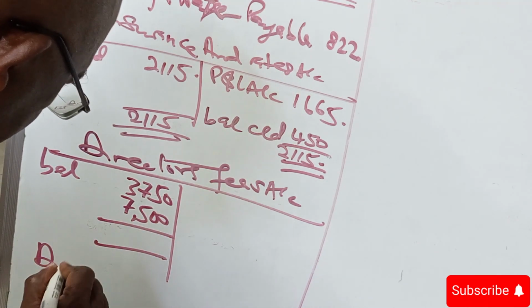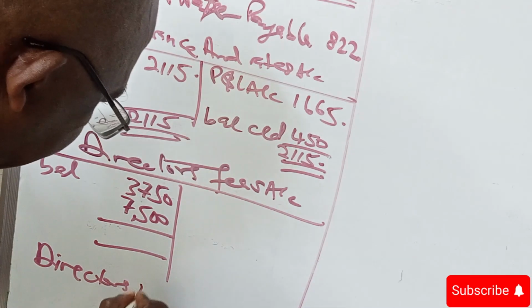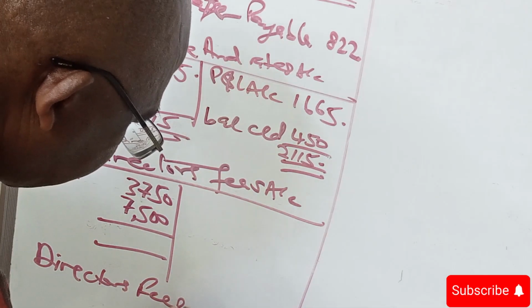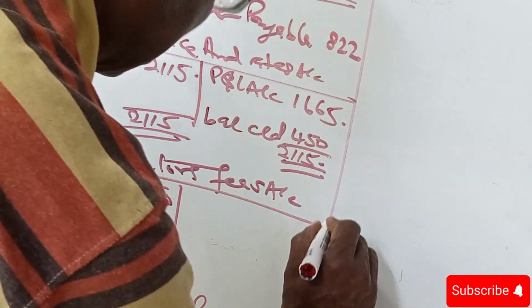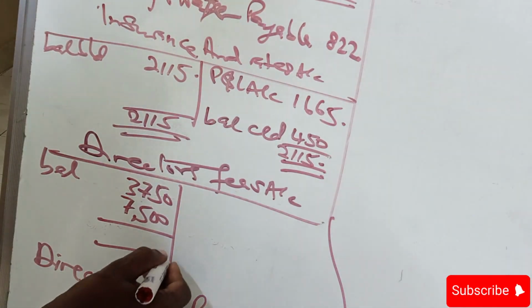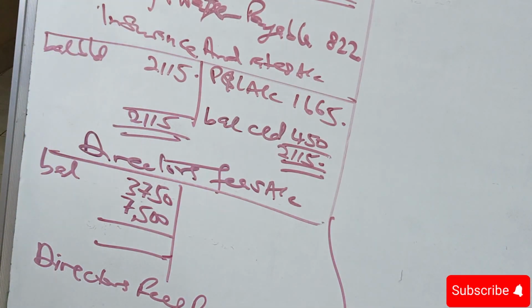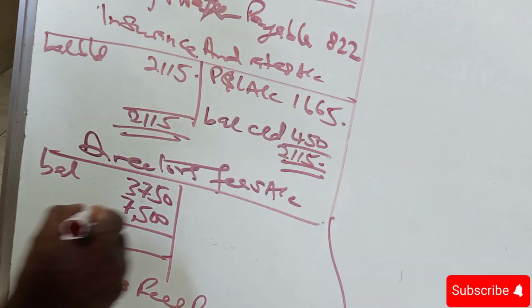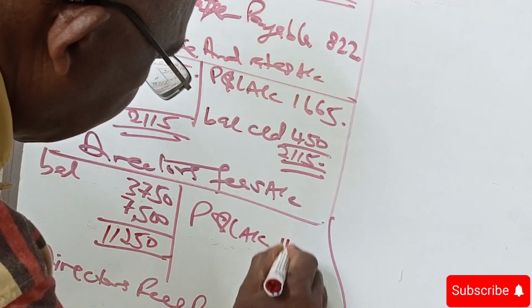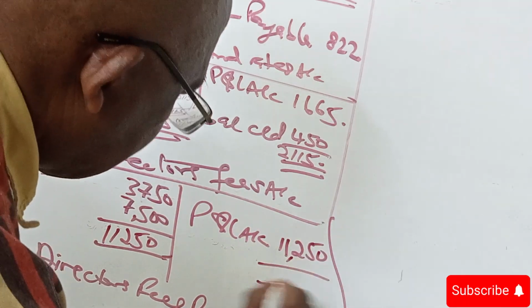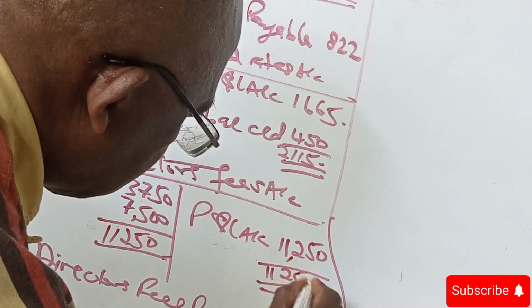And therefore, we have a liability called director's fees payable, a current liability. We need to take it to the current liabilities in our balance sheet. So we add 3750 plus 7,500. We get a figure of 11,250, and that is what we take to P&L as director's fees expense.